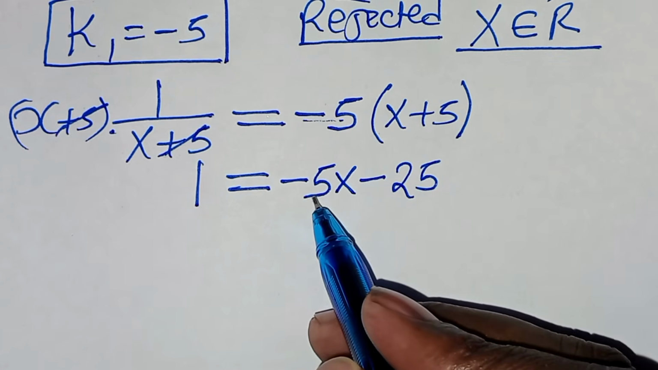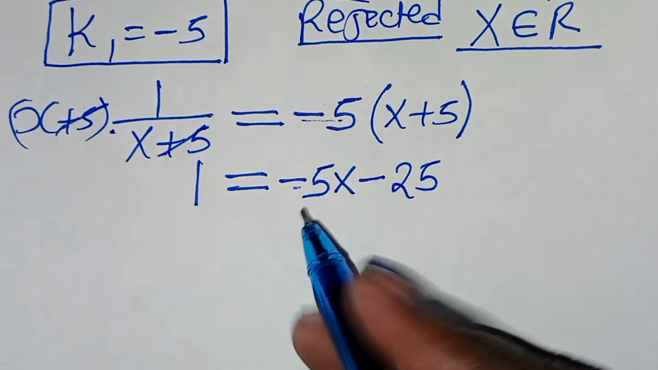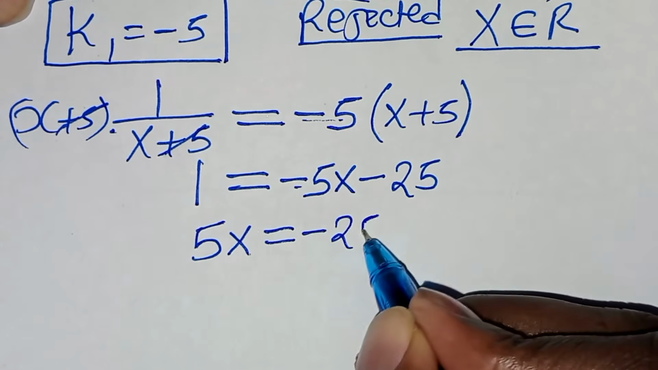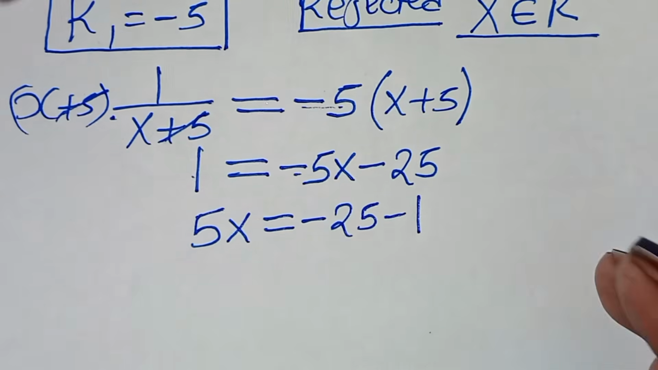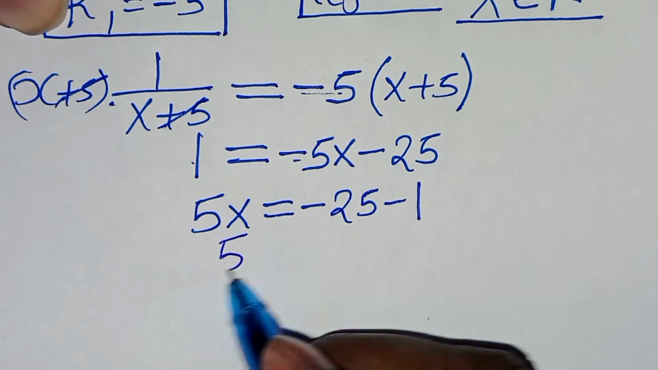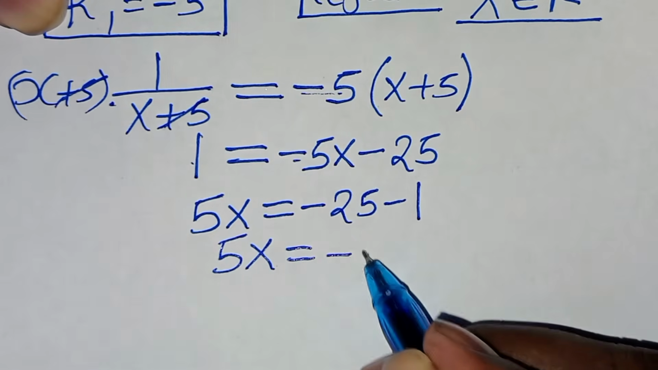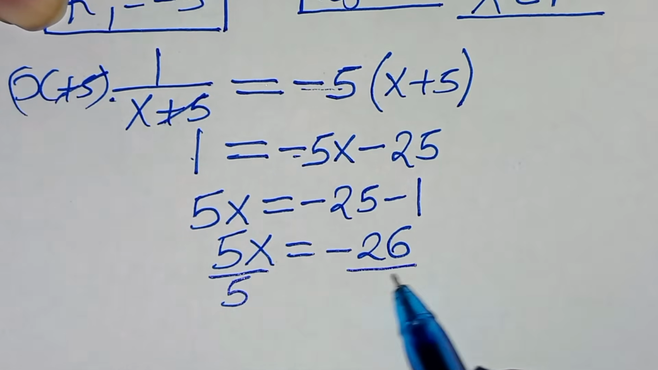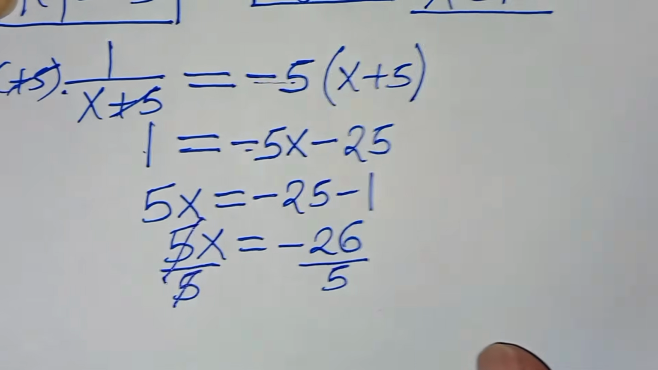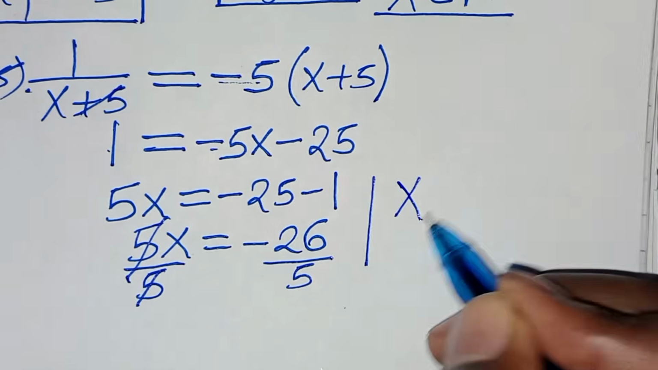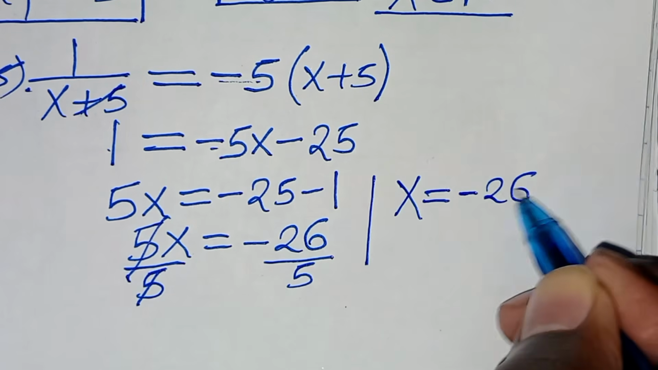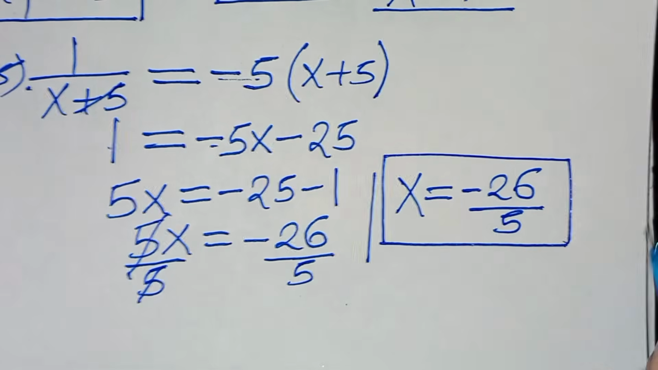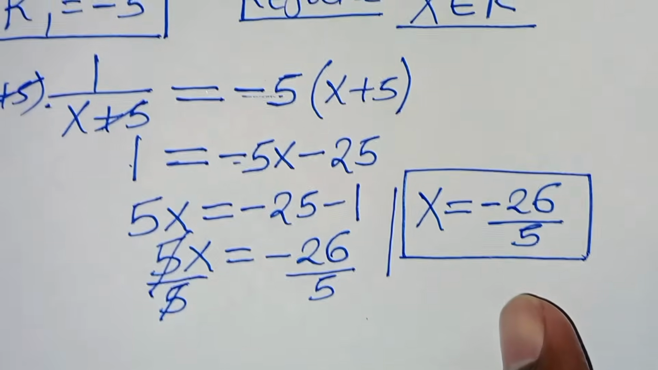So here, this implies that we can take negative 5x on the left-hand side. So this becomes 5x, equal to negative 25, subtract 1. So this implies that 5x is equal to minus 26. So to determine the value of x, we divide both sides by 5. And this implies that the value of x is equal to minus 26 over 5. So this is the value of x, and this is the solution to this algebra problem.